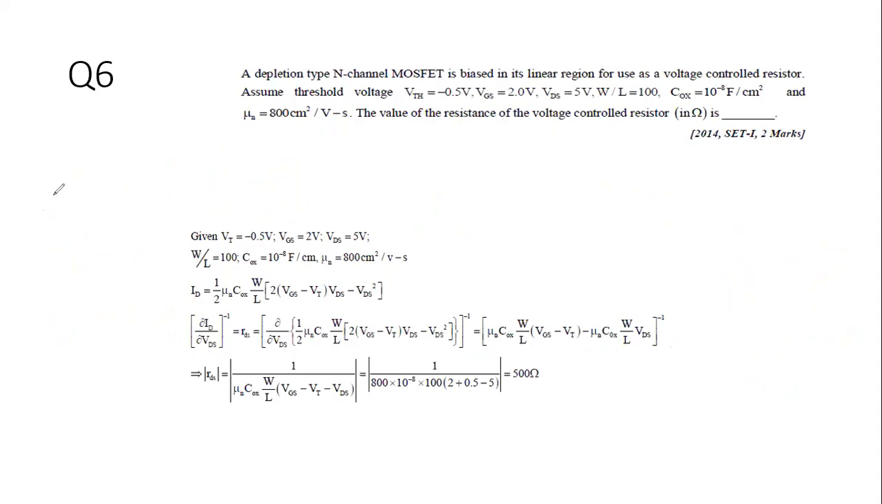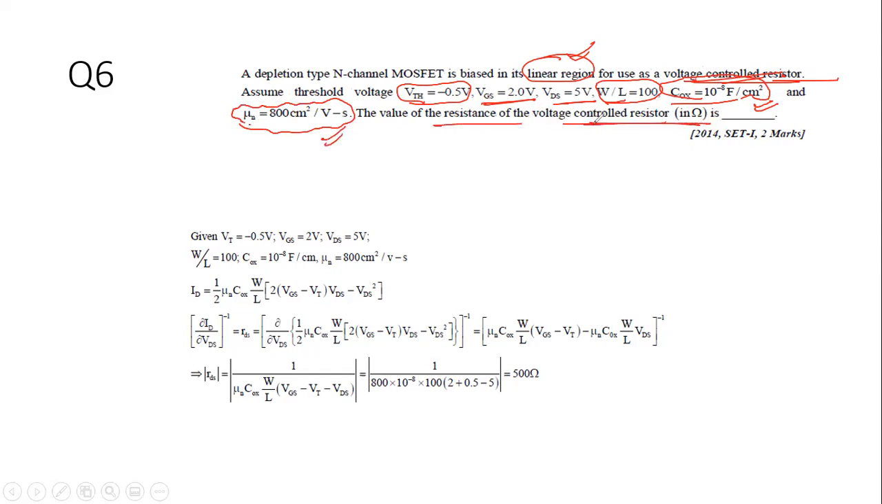Now next, a depletion type N channel MOSFET is biased in its linear region, used as a voltage controlled resistor. Assume threshold voltage VTH equal to minus 0.5 volt, VGS equal to 2 volt, VDS equal to 5 volt, W by L equal to 100, C oxide is 10 to the power minus 8 farad per centimeter square, and the mobility is 800 centimeter square per volt second. The value of resistance of the voltage controlled resistor is equal to what?